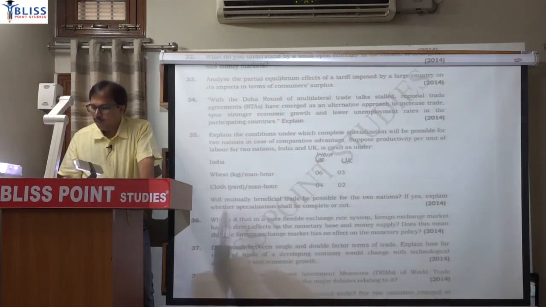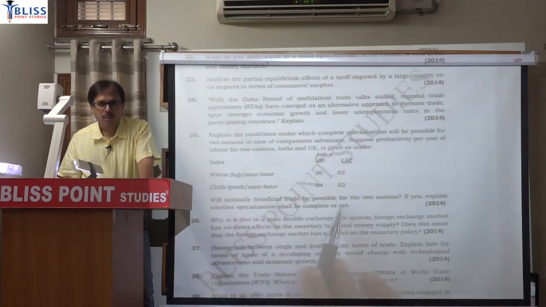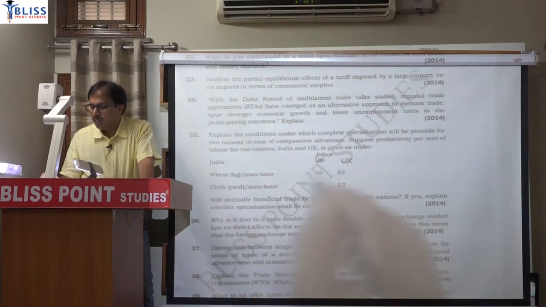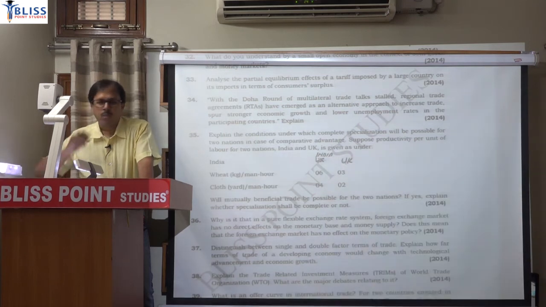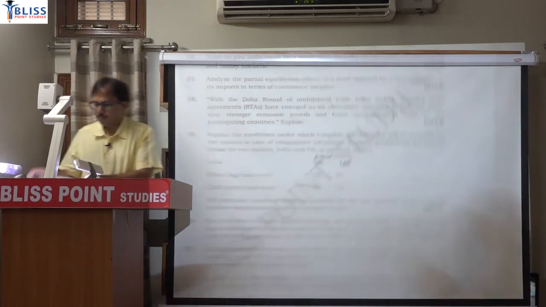So given this information, will mutually beneficial trade be possible for two nations? If yes, explain whether specialization will be complete or not. Remember, whenever the question is related to only one factor of production, you have to think in terms of the Ricardian model. And the Ricardian model says that trade can happen only if opportunity cost is different, and we can measure opportunity cost as unit labor requirement. But the information given here is in a different form. It is not unit labor requirement, it is productivity per unit of labor. So how to apply or think?